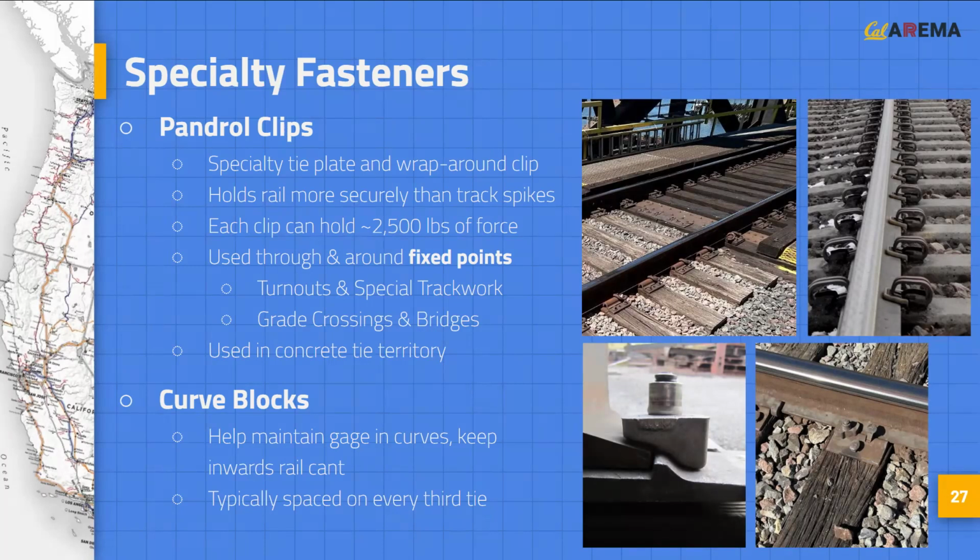Curve blocks are another type of specialty rail fastener that help maintain gauge in curves by forcing an inwards rail cant and preventing the outer rail from rolling over. Curve blocks are typically spaced on every third tie.